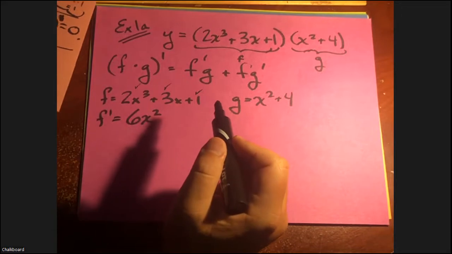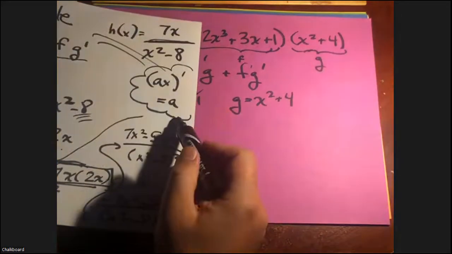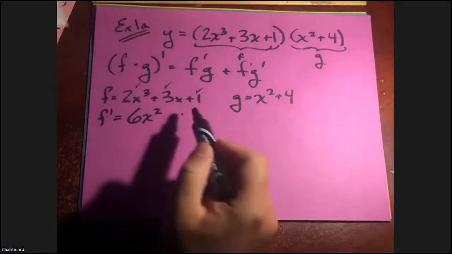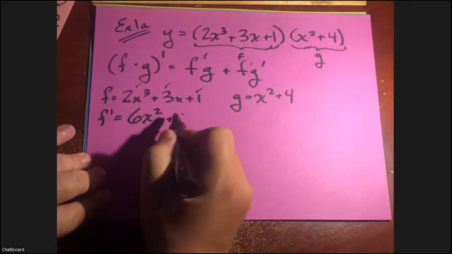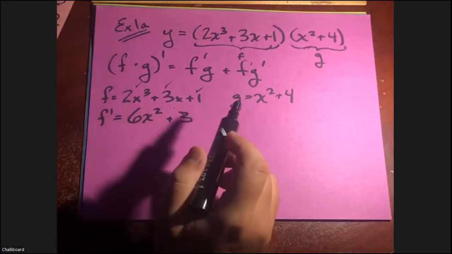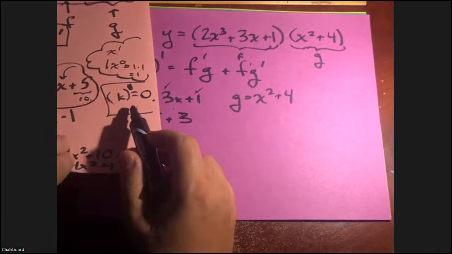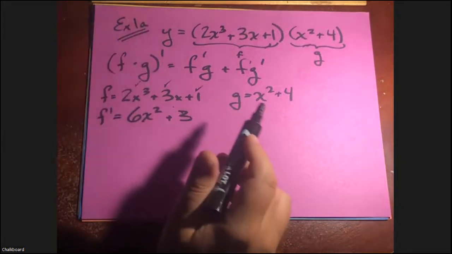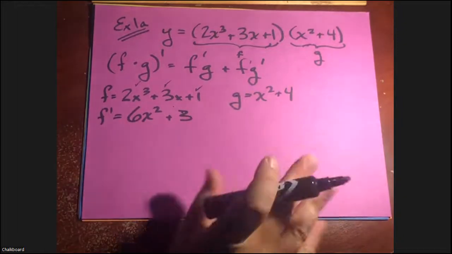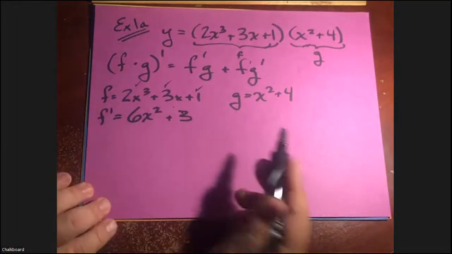Next, the derivative of 3x. Remember the little bonus theorem I gave you? Here it is, right? Remember this one? The derivative of a constant times x is just that constant. So what's the derivative then of 3x? It's going to be 3, right? And last but not least, what is the derivative of 1? Remember the constant rule? The constant rule says the derivative of a constant is 0. So the derivative of that is 0. In other words, that plus 1 just evaporates into thin air. That is f prime. Good to know.